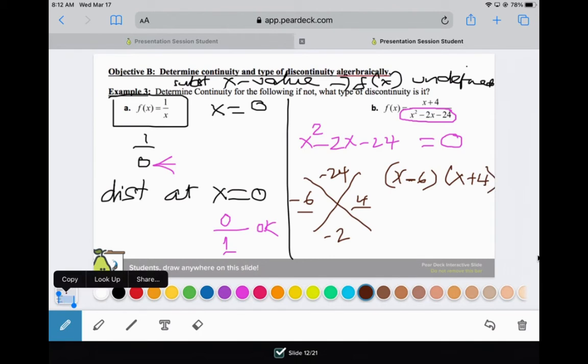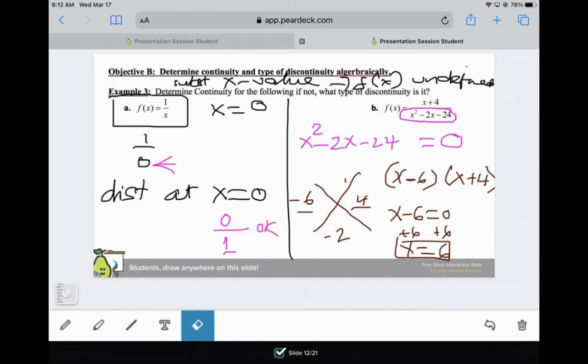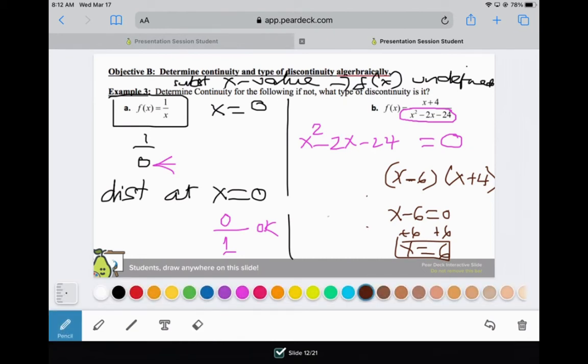So you want to solve for this one, right? If you factor it out and you want to solve for it, you have x minus 6 equals 0, plus 6, so x is 6. That's one of the points. And then you would do the same. I'm going to erase this part because I need this space. So I would do the same thing for x plus 4 equals 0, minus 4.